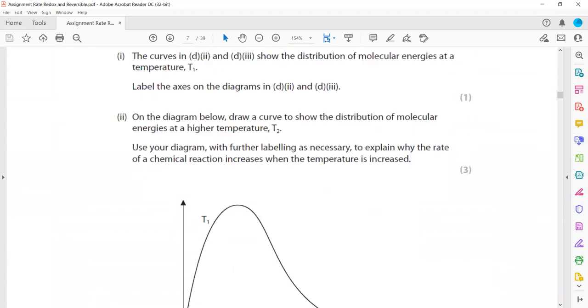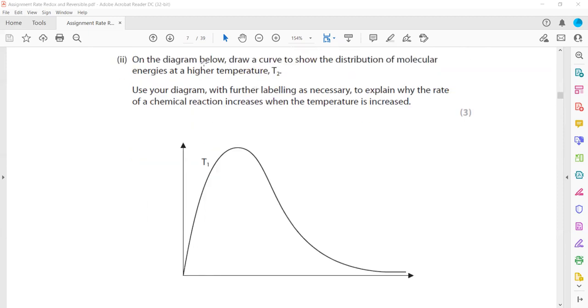So what are the labels we use for these? On x-axis, because it is about the energy, you can mention energy, or on y-axis you can mention the number of the particles or the fraction of the molecule or the proportion of the molecule. So here, on y-axis we will have number of the molecules, and on x-axis we can mention kinetic energy or only energy is acceptable.